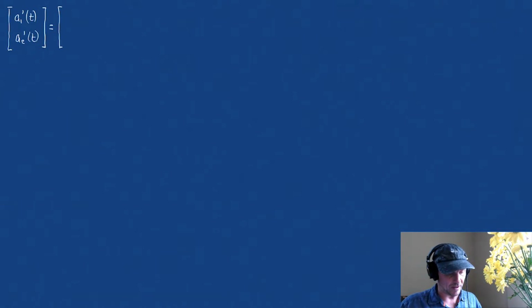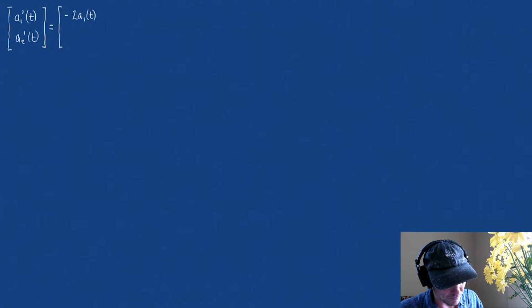So on the left-hand side, I'm going to have a1 prime of t, a2 prime of t equals, and now when I add these to the other side, I'm going to have a minus 2a1 of t plus a2 of t. And then I'm going to have a minus 4a1 of t plus 2a2 of t.